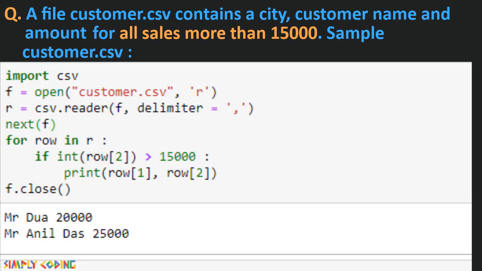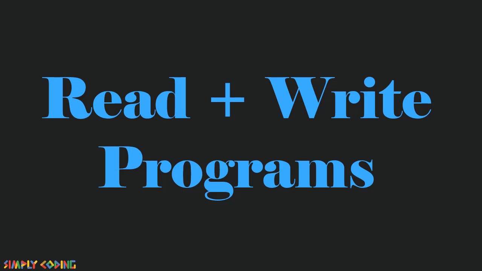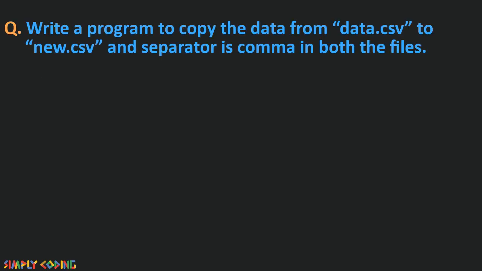Next set of programs are read plus write programs. Here you are asked to read from one file and then write or append to another file. The read could be selective read of specific rows or columns. Let's start with a simple program where you have to write a program to copy the data from data.csv to new.csv, and the separator is comma in both the files. These kinds of programs are just merging of the read and write templates you have just learned. Let's learn how to merge them.